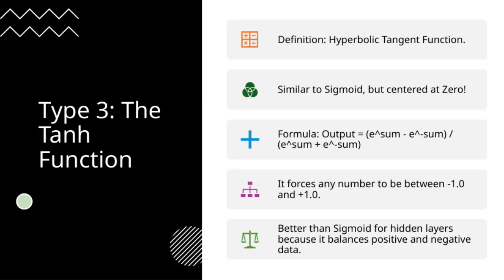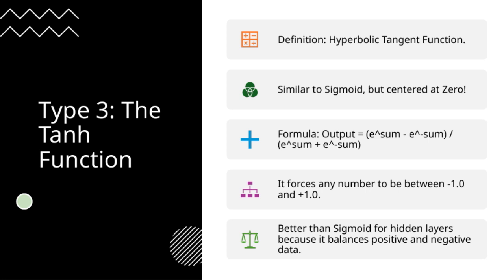Welcome to Type 3, the tanh function. This is another popular activation function in neural networks. What makes tanh interesting is that it outputs values between -1 and 1, which helps normalize the data passing through the network. Because of this range, it often makes training more efficient compared to other functions like the sigmoid.